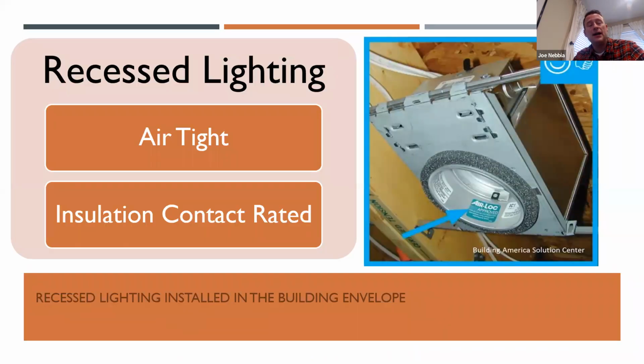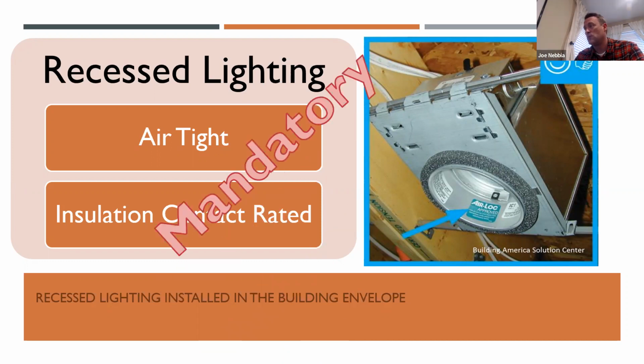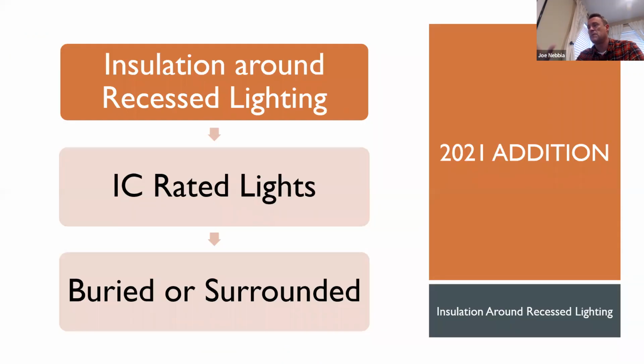Recessed lighting has to be airtight, and it must be insulation contact rated. So if you've got any recessed lighting pushing into a space that is insulated, like an attic, it has to be insulation contact rated, because it's going to come into contact with insulation there. That's a mandatory requirement, required in all 3 compliance paths.